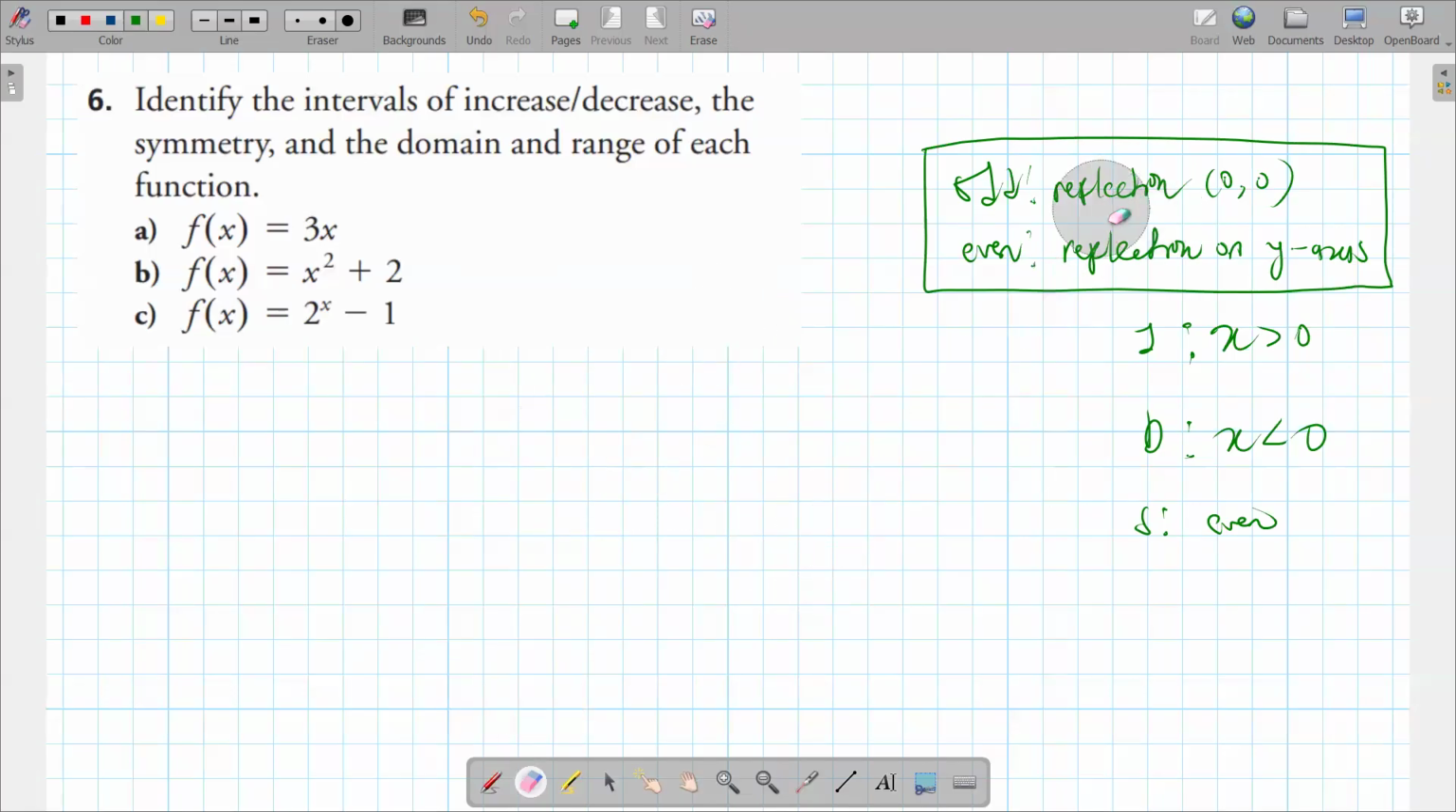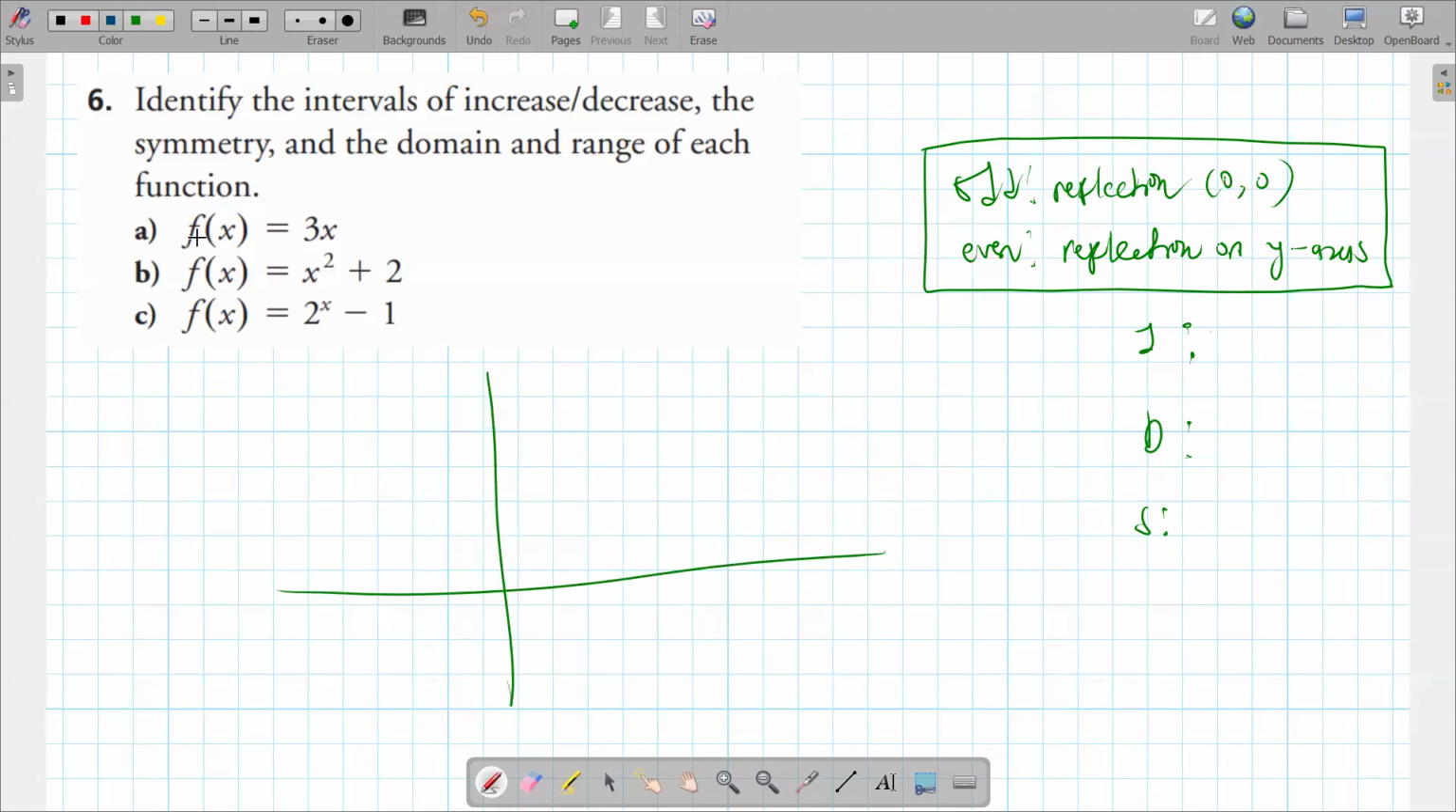Let's look at the last one. What type of function do we have for C? Exponential. Graphically, it looks like this. It goes through a y value of 1. What's the interval of increase? It's always increasing. So that means it's decreasing nowhere.